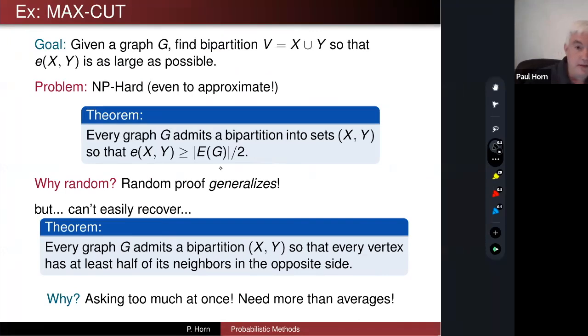Now, one problem with this is that as much fun as we've been having, I'm still limited to dealing with averages. And that means that I can't really recover any theorem like this other one I mentioned, where I gave this algorithm for finding this bipartition. And this algorithm actually guaranteed that every single vertex, after it was done, sent at least half of its edges to the other side.